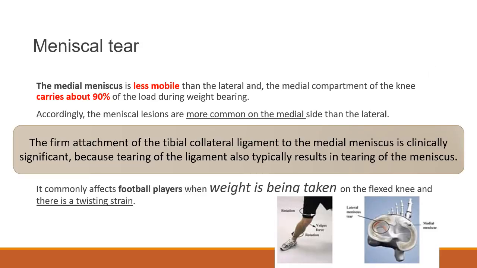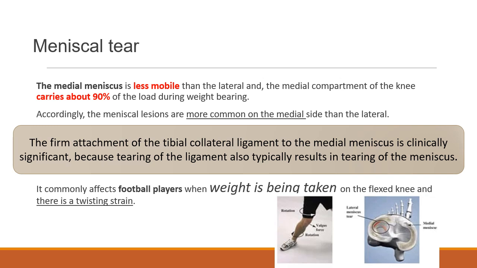As we discussed earlier, 90% of the weight is transmitted through the medial compartment, through the medial tibiofemoral joint, and 85% of this load is transmitted through the menisci in flexion. That's a huge amount of load transmitted through the medial meniscus. That's why we need a rigid meniscus in that area.